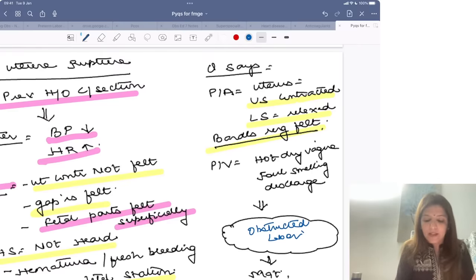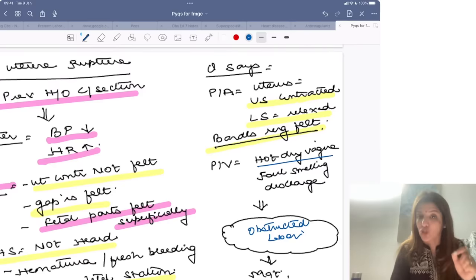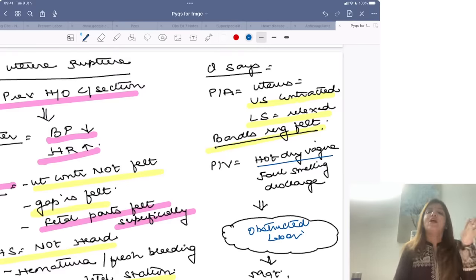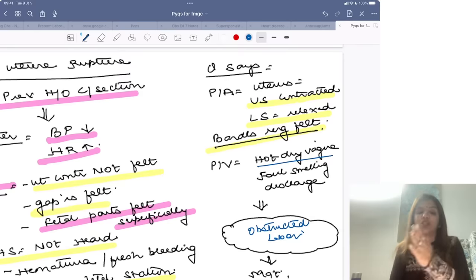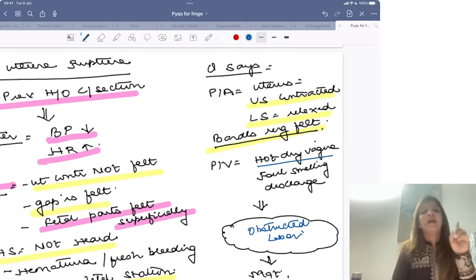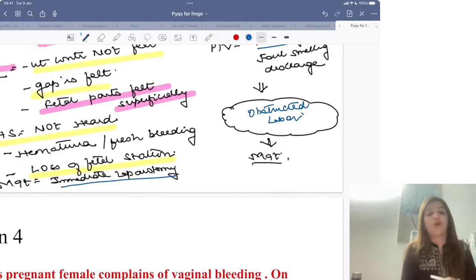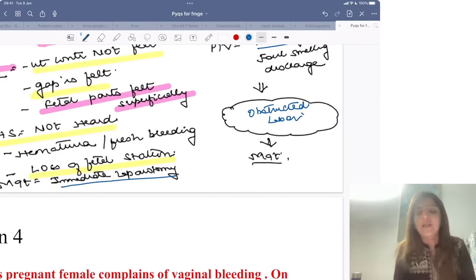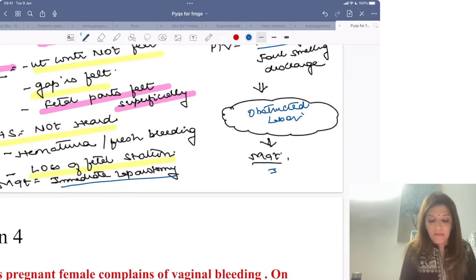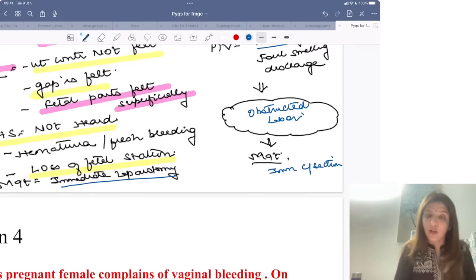Question mein diya hoga ki there is hot dry vagina and foul smelling discharge. Uterine rupture ke case mein diya hoga, fetal parts are felt superficially. On per vaginal examination, there is loss of fetal station, right? Uterine rupture ka management hai ki immediate laparotomy karo. Obstructed labor ka management hai ki immediate cesarean section karo. Clear to all of you?